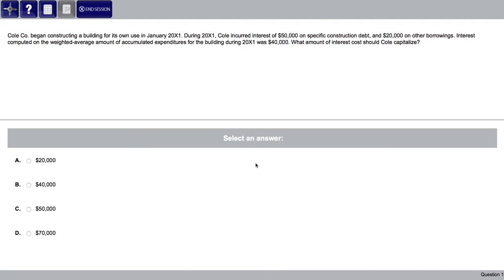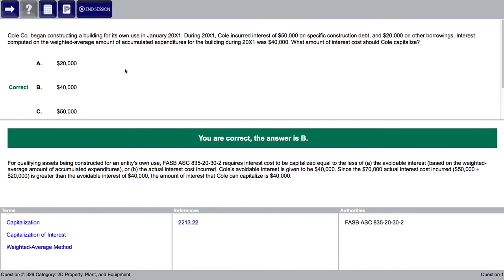And the rule is you take the total company interest expense and compare that to the avoidable interest cost, which was $40,000, and take the lesser number. So in this case, you have $70,000 of total interest versus $40,000 of your avoidable interest cost, and take the lesser number, that is $40,000, and that is your answer.